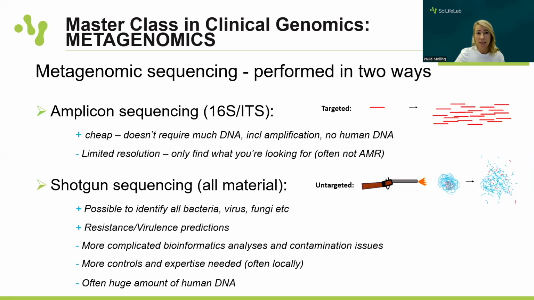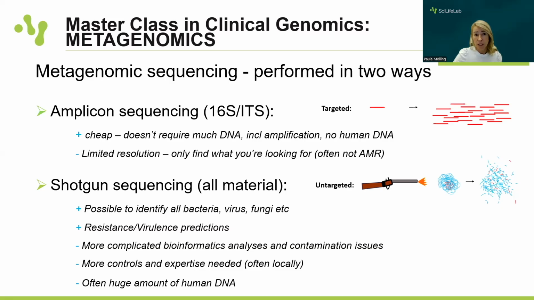So now we come to the metagenomic sequencing. As I mentioned before, it can be performed in two different ways. We can start with the targeted approach, which we also call amplicon sequencing. For example, we can use the 16S gene for bacterial species identification, or the ITS, internal transcribed spacer segments, for fungi.